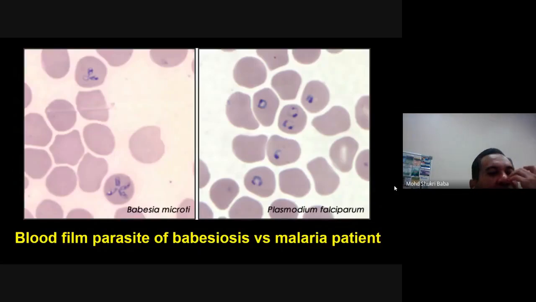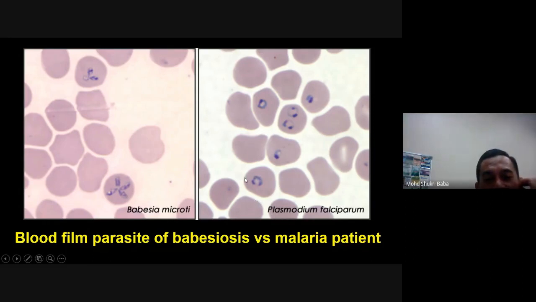Okay. So ini maksud saya. Sekiranya Babesia microti, dia punya sel darah merah yang terjangkit tu dia akan terwarna seperti ada 4 kelompok, 4 kelompok bintang macam ni. Ini Babesia microti. Manakala pada malaria yang dijangkiti plasmodium, plasmodium ni adalah parasite untuk malaria, alright.